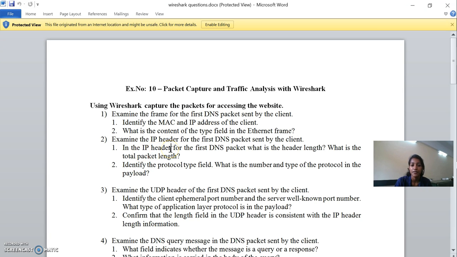Examine the IP header for the first DNS packet sent by the client. In the IP header for the first DNS packet, what is the header length? What is the total packet length? Identify the protocol type field and what is the number and type of the protocol in the payload.